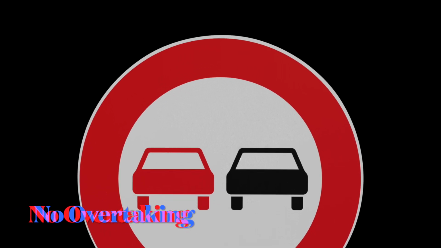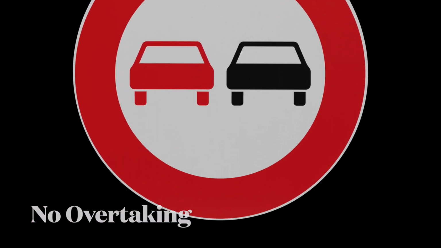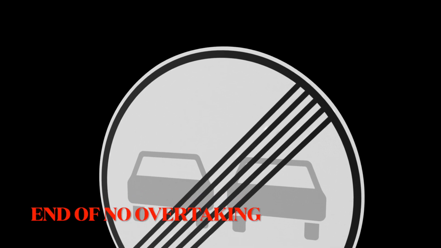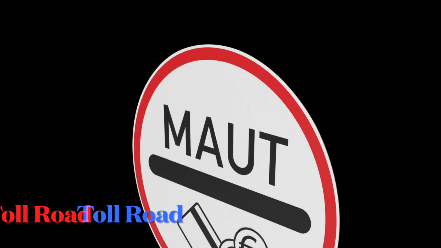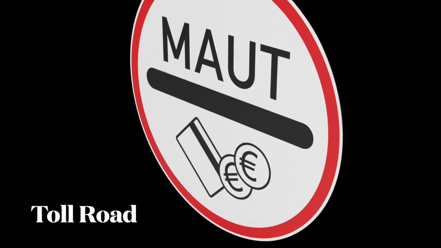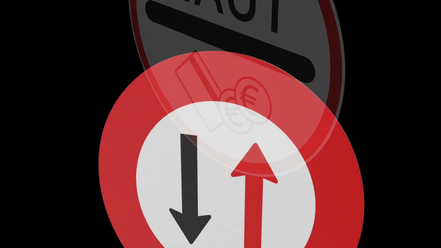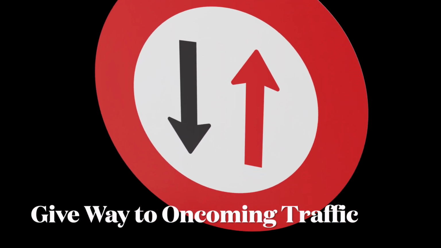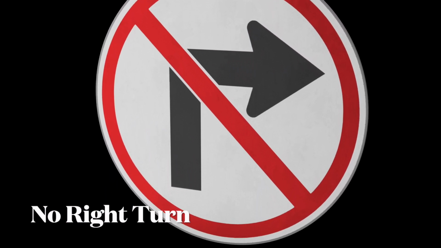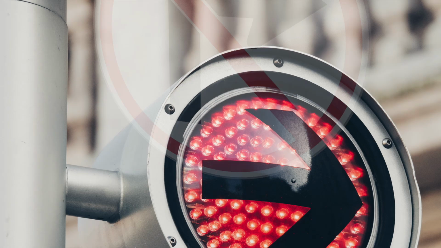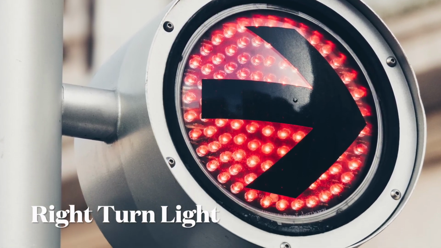Next, let's take a look at some road signs. This one here is no stopping. And this one here is no overtaking, kind of similar to what we see in the US. And this one here is the end of no overtaking. And that's a different sign. And this one lets you know you are on a toll road. And this talks about priority, says give way to oncoming traffic. And that's a no right turn. I bring that up because of the no right turn rule. And this is a right turn light.